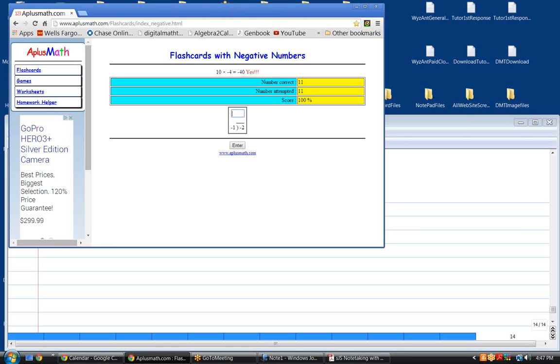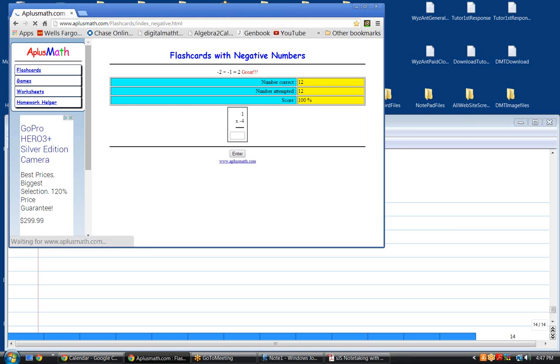Negative, wait, positive 2. Negative 4. 1.